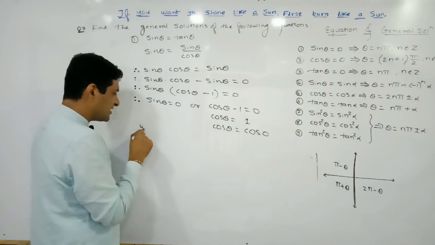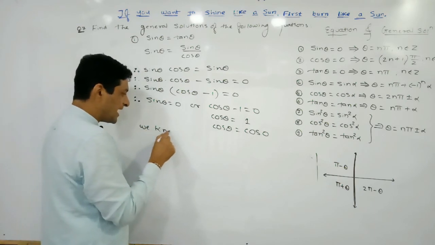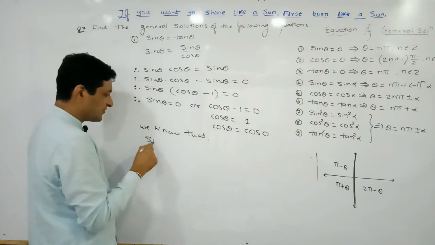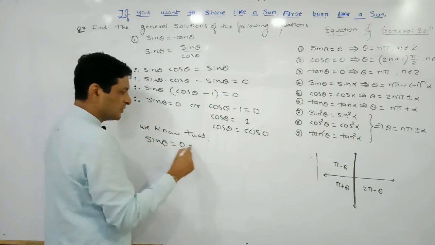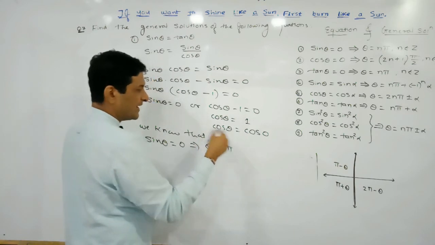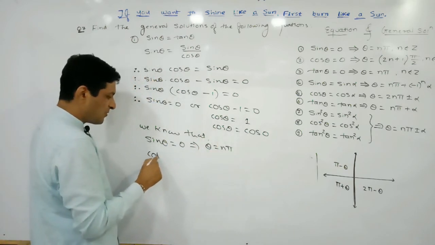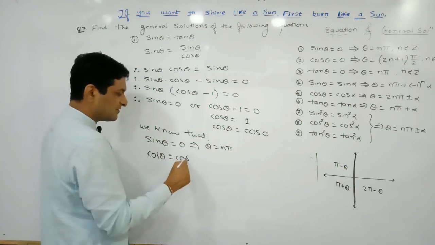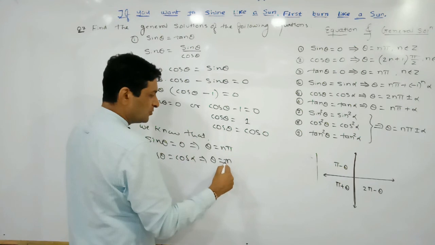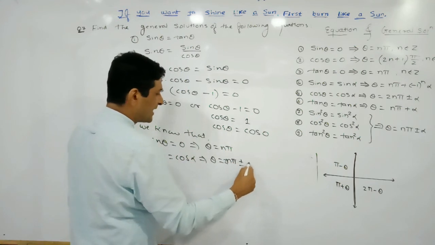So write down these standard formulas. We know that the first term is in the form of which formula? Sin theta is equal to 0, and we know that its general solution is theta is equal to n pi. And the second equation is in the form of cos theta is equal to cos alpha, and we know that its general solution is theta is equal to 2n pi plus or minus alpha.